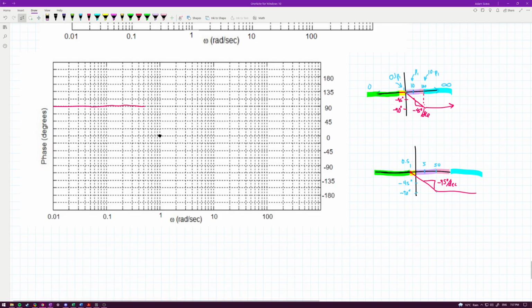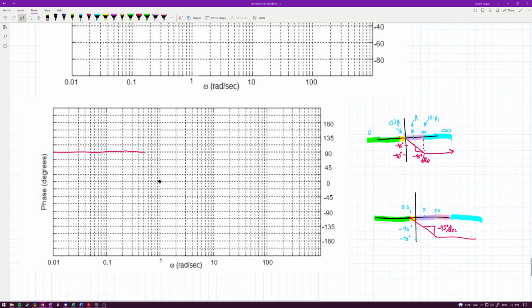Then after that, we have the yellow section. The yellow section has a slope of 0 and then a slope of negative 45 degrees per decade here. So negative 45 per decade would mean that this is 0.5, so at 5 we should be at negative 45, which is right there. Sorry, I went too far. We should be at negative 45. So the next section of our slope would look like that, but we have to stop it there at 1, because the yellow section goes from 0.5 to 1.